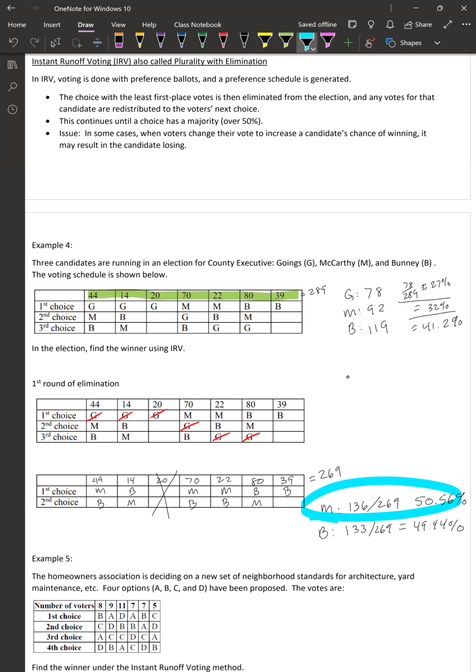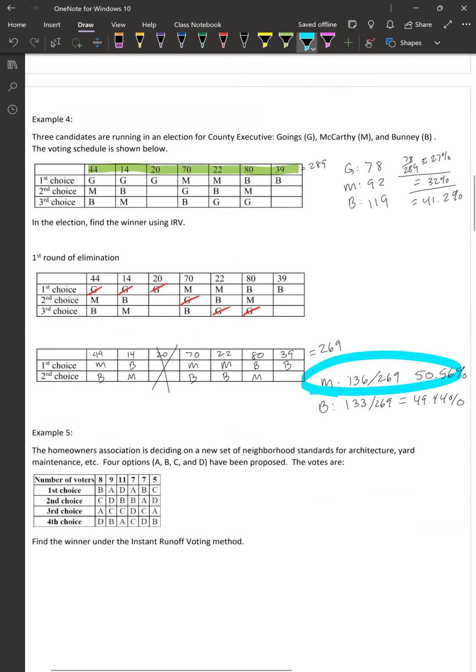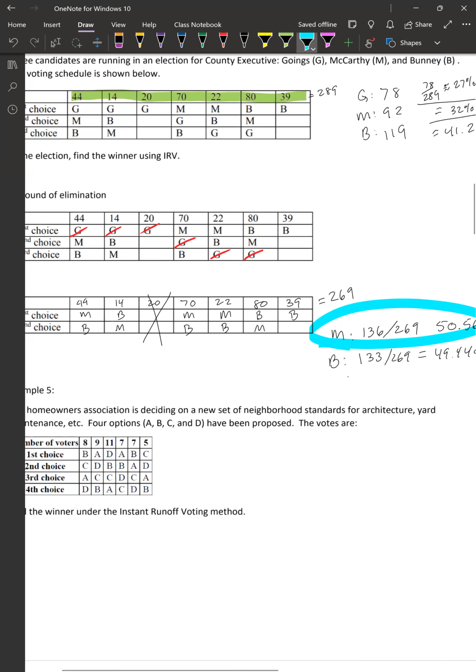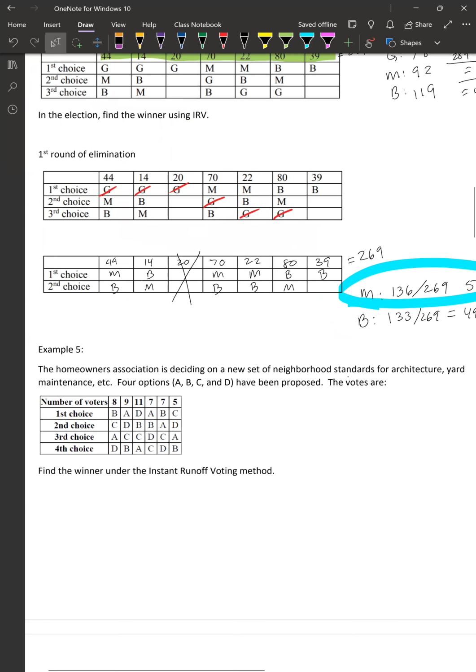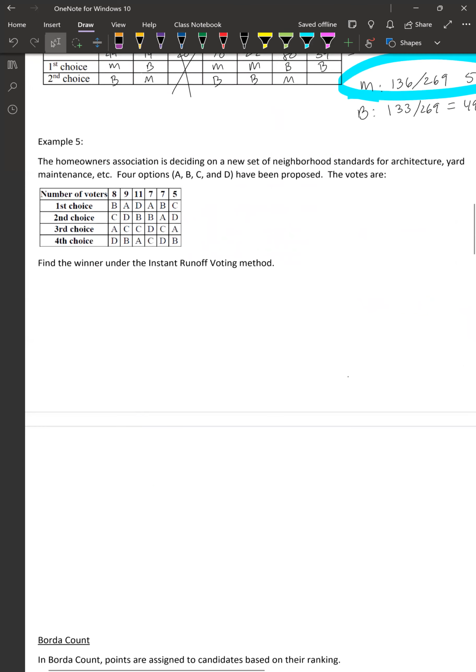So hopefully that was pretty clear how we did it. Let's do another one. We'll do another example where we do plurality with elimination or instant runoff voting. I prefer the name plurality with elimination for some reason. So this is a different example. Zoom in a little bit here. I'm going to scroll up, get rid of what we just looked at.